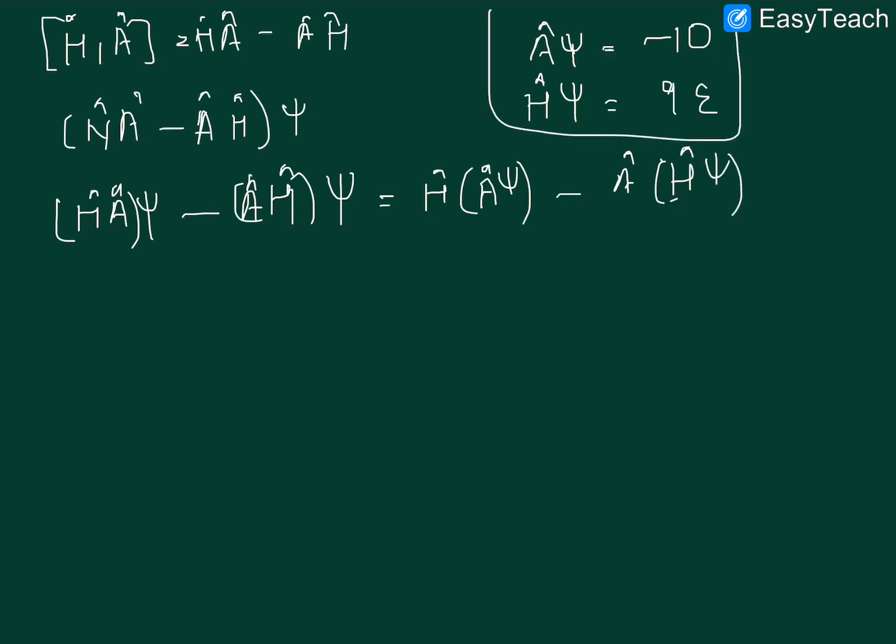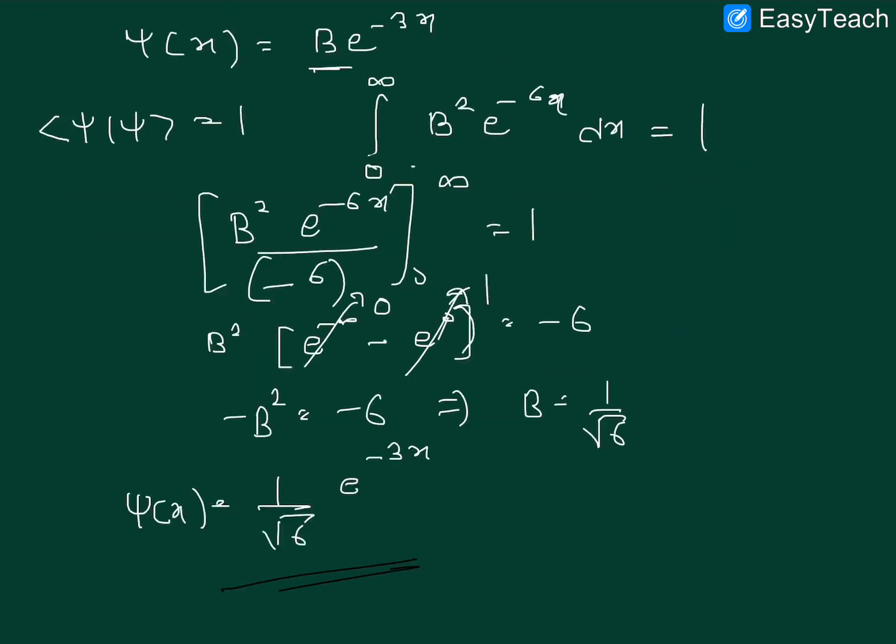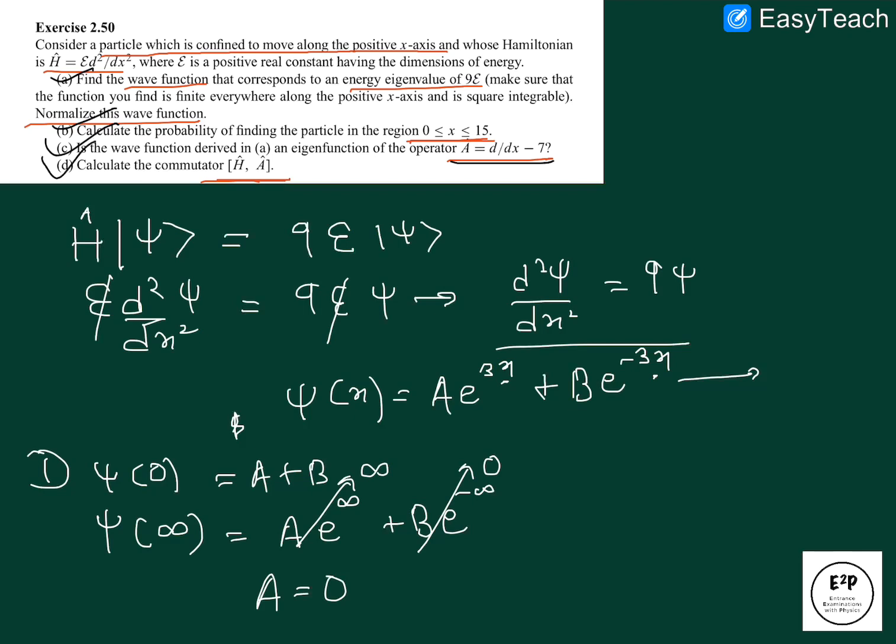Substituting the values of H cap psi and A cap psi, we get minus 10 H cap psi minus 9 epsilon A cap psi. I forgot to put the psi over here. That gives minus 90 epsilon psi minus of minus 90 epsilon psi, and we get 0. So the commutator of H cap and A cap is nothing but 0. So we have calculated the value of the commutator, and we are also done with the last question.